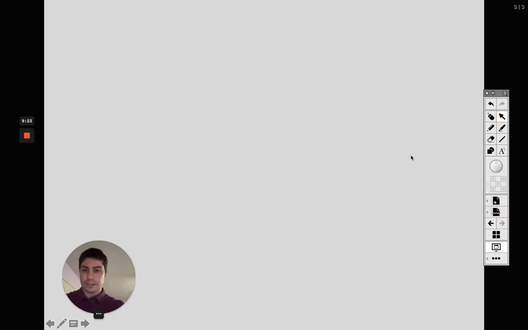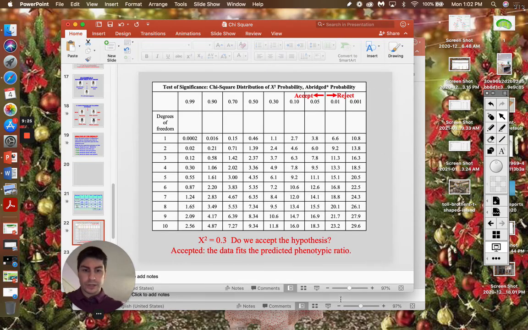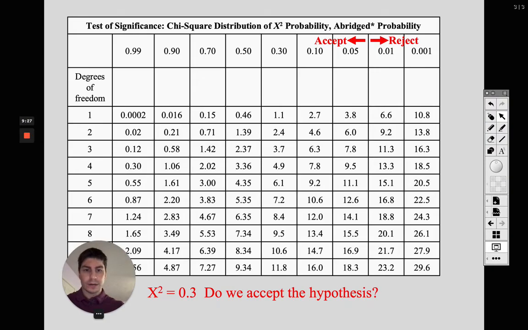null hypothesis. Okay? One other thing I'm going to show you guys about the chi-square table here. If you notice as we go down with our degrees of freedom, let me just use the 0.05 here for our confidence. For 1 degree of freedom, it's 3.8. Whenever we go down to our dihybrid cross, which is 3 degrees of freedom, we have 7.8 as our number. So it went up from 3.8.